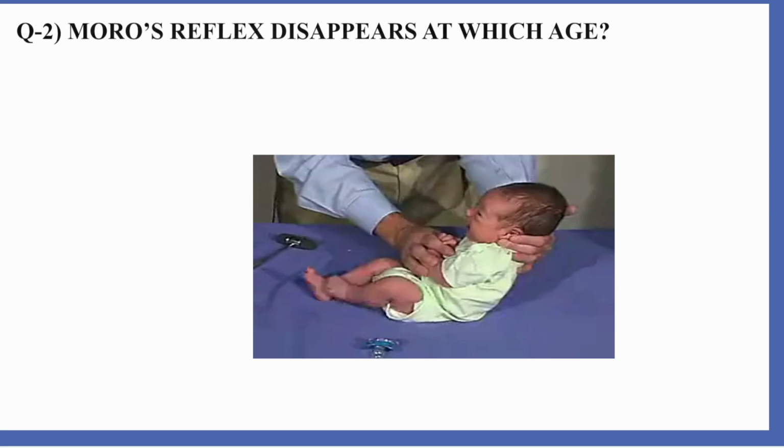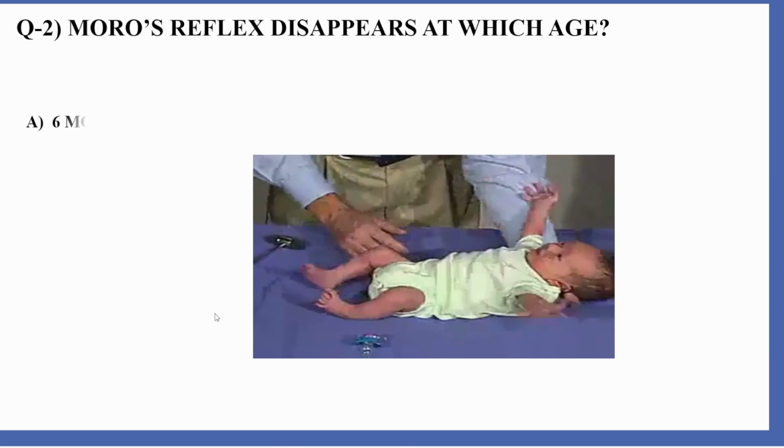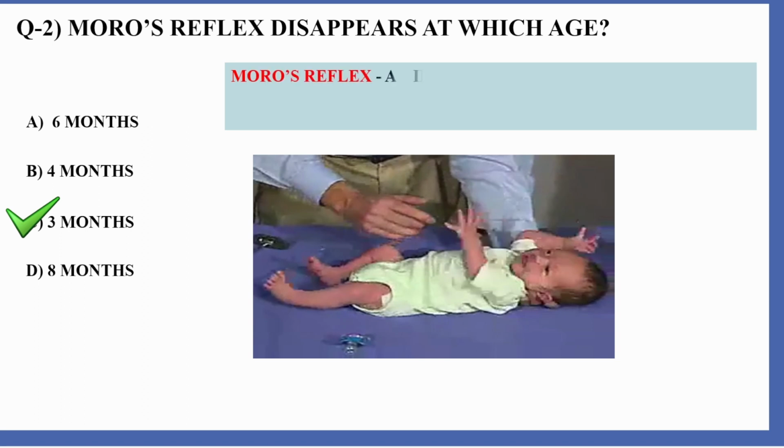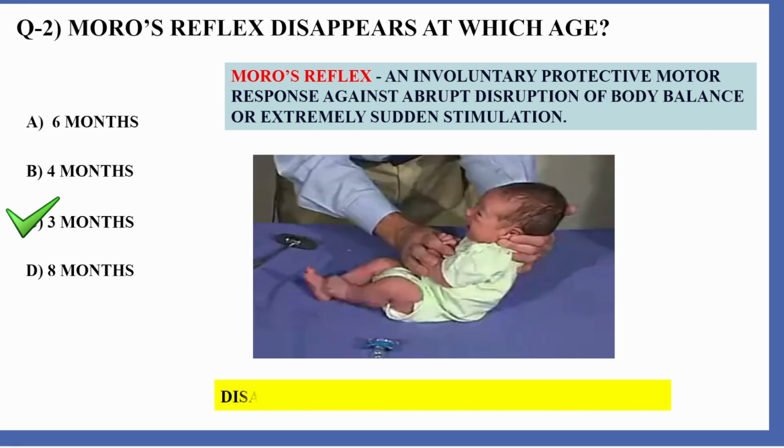Question number 2. Moro reflex disappears at which age? Option A, 6 months, option B, 4 months, option C, 3 months, and option D, 8 months. And the correct answer is option C, 3 months. So what is basically a Moro reflex? It is an involuntary, sudden, protective motor response given by the baby when an abrupt disruption of body balance or a sudden stimulation is given to the baby. It disappears by 12 weeks, that is by 3 months.